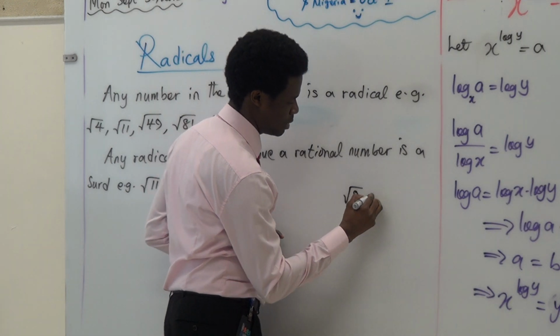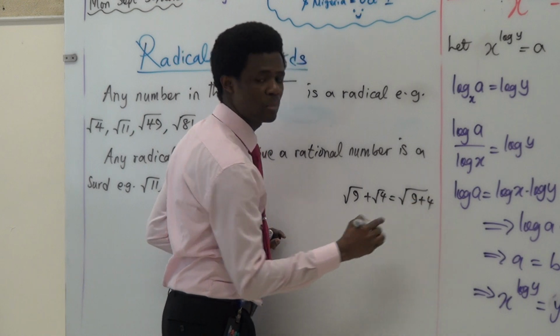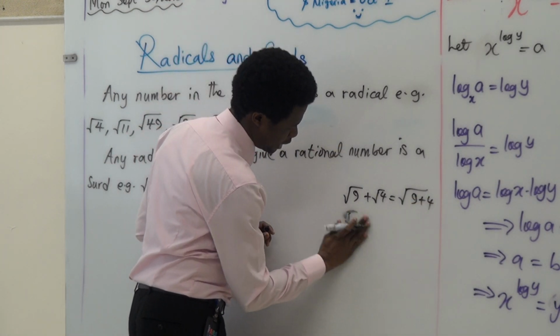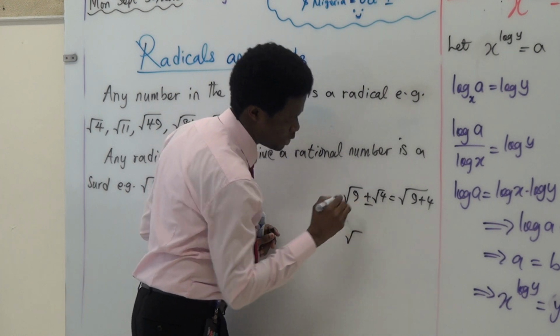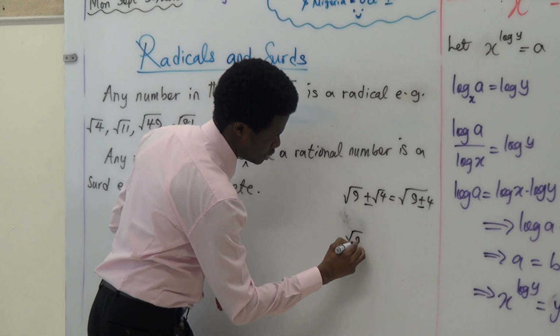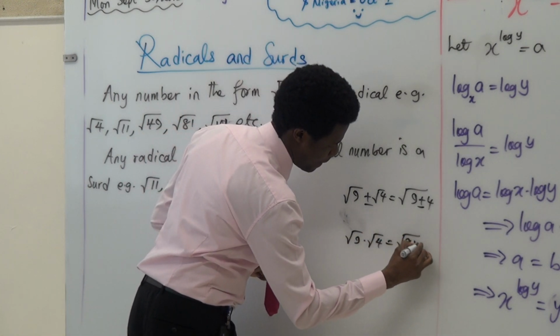Check if the square root of 9 plus the square root of 4 is the same as the square root of 9 plus 4. You can use your calculator or check it in your head. Check plus, check minus. Check if the square root of 9 times the square root of 4 is the square root of 9 times 4.